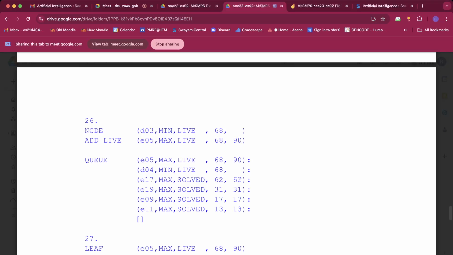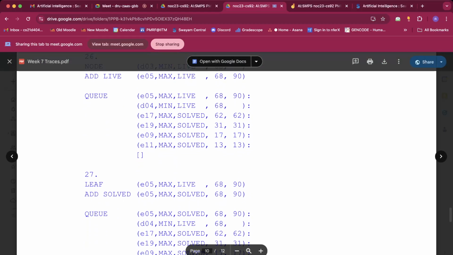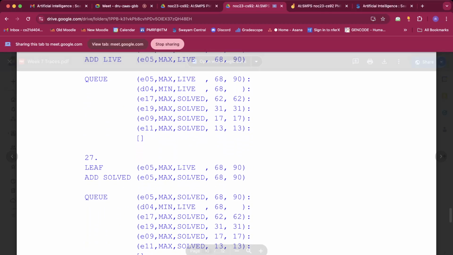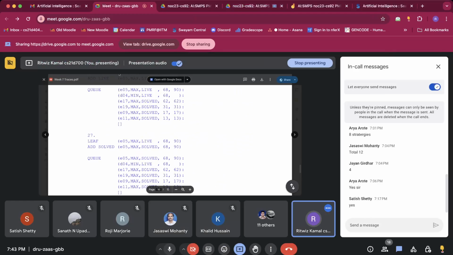I remember that it has a bound of 68, right? So when we label this E5 as solved, we will assign it a value of 68 and not 90. So this is how the 68 will get transferred to the final solution of the subtree. Does that kind of answer your question?